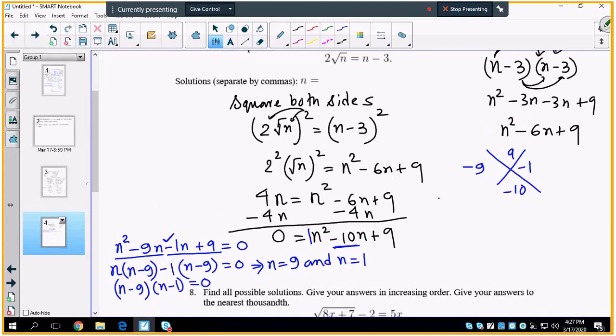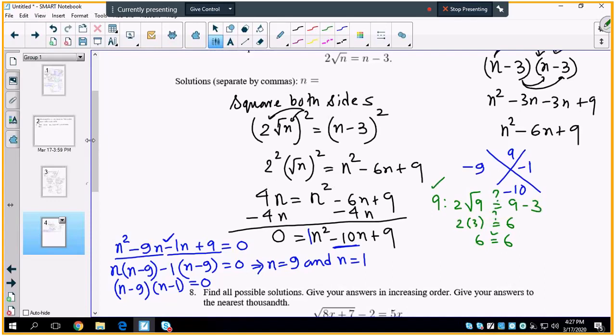So we'll say for 9, 2 times square root of 9 should be equal to 9 minus 3. Say square root of 9 is 3. So 2 times 3, is this equal to 6? Indeed it is. So 9 is a good solution.